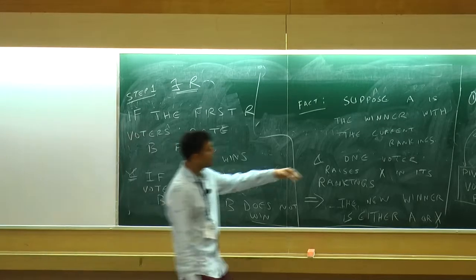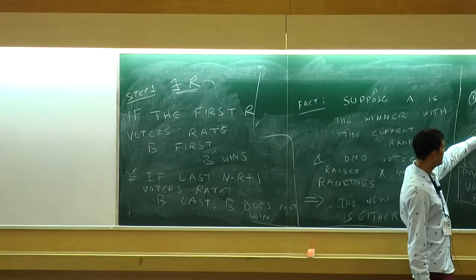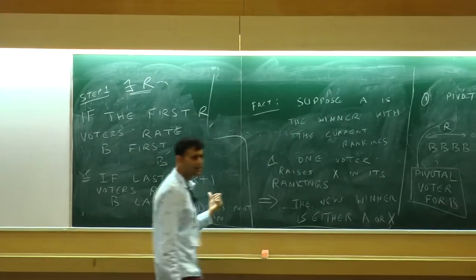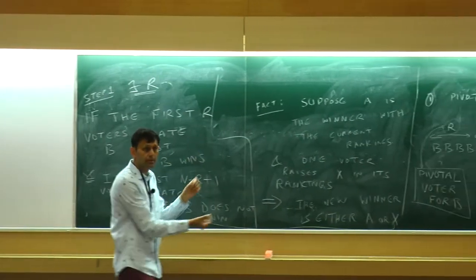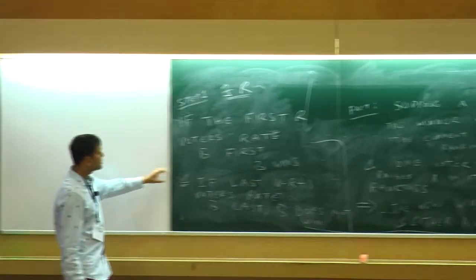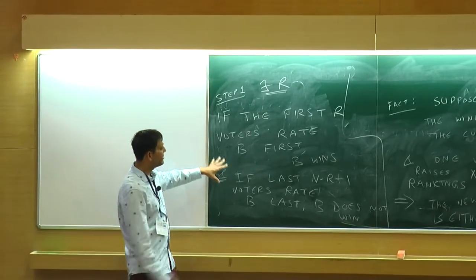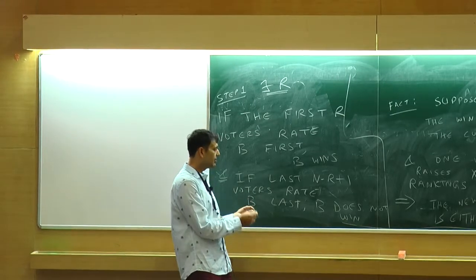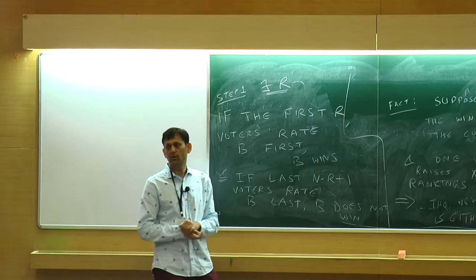And the proof just follows: if you take this first R and keep applying this factoid again and again, you basically get this result. It doesn't really matter how you're rating other people. So if the first R voters rate B first, then B wins. If the last N minus R plus 1 voters rate B last, then B does not win, regardless of what does or does not happen. Yes?